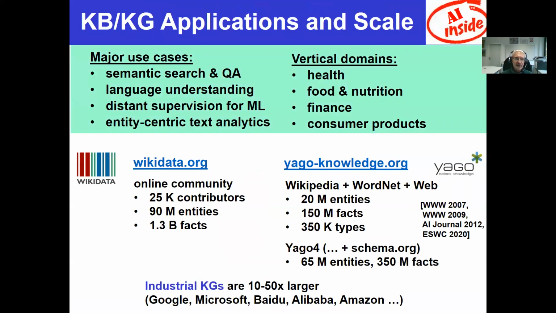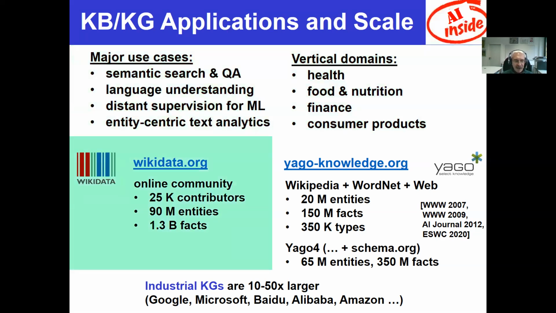Major use cases, you already saw semantic search and question answering. We can further extend this into language understanding, like recognizing and disambiguating named entities in text. Distant supervision for machine learning tasks is another direction. And the entity linking often enables more advanced text analytics. This holds especially for vertical domains.